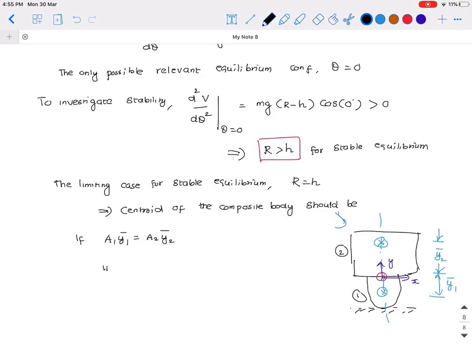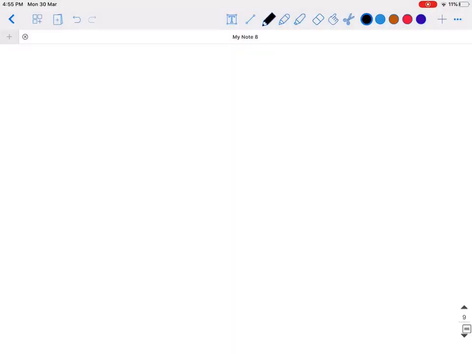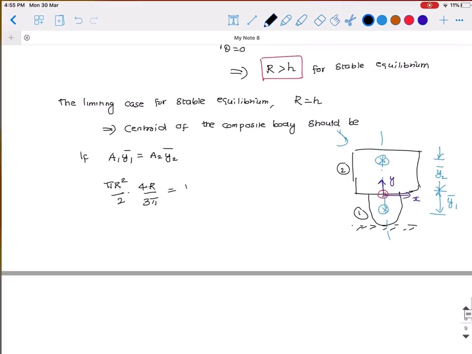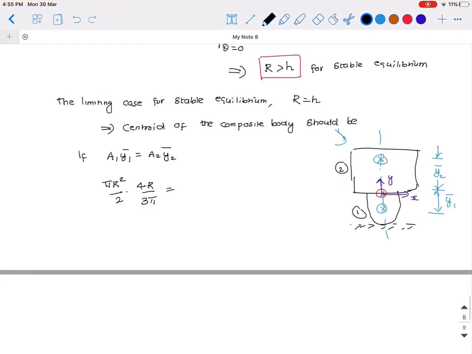So area of the semicircle is pi r square by 2, and y1 bar is 4r by 3 pi, we know that. Okay, so A2 is nothing but nr times h, and the centroid is h by 2. Okay, so from here you get h is 2r square root of 3n.